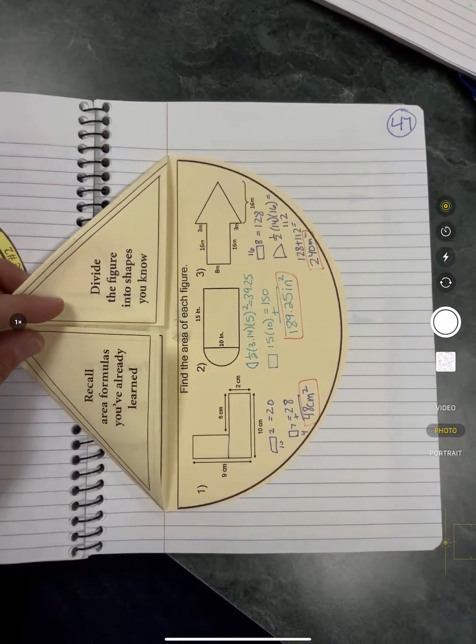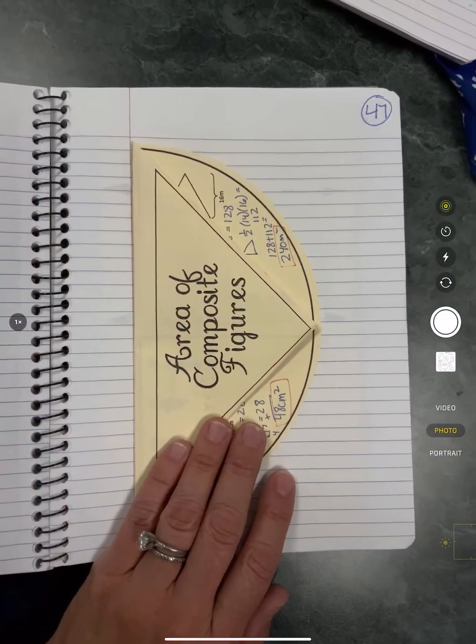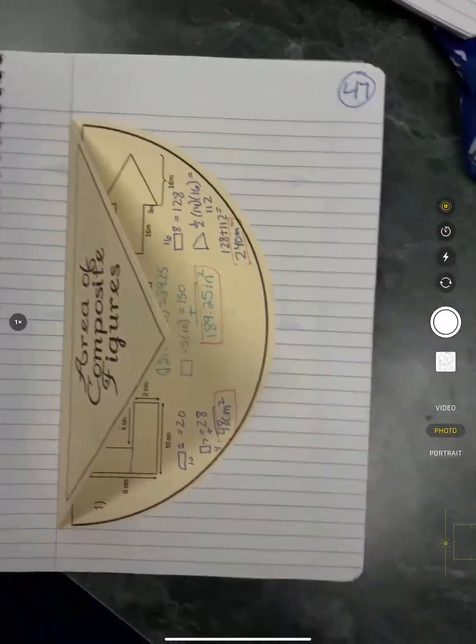So again, you fold them up like this, and there you have it. All right, let's actually get to the notes.